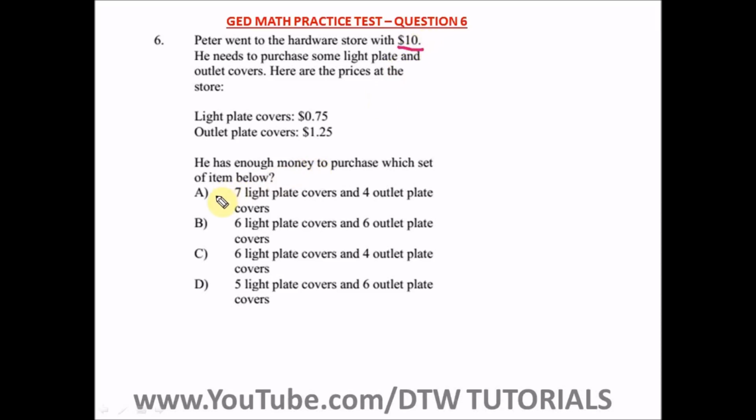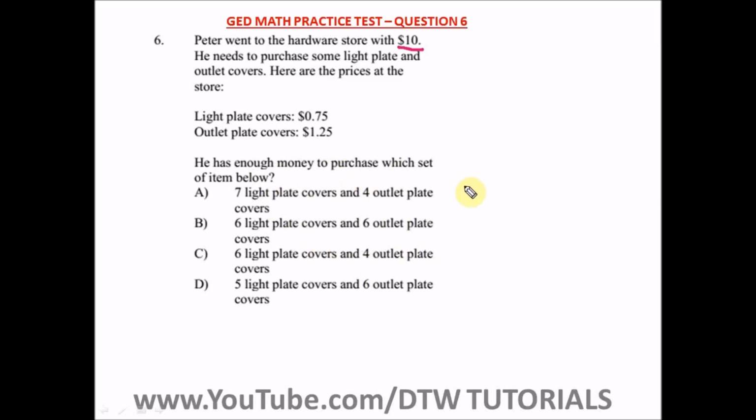All right, and you have options. The first option says 7 light plate covers and 4 outlet plate covers. So if he buys this, let's check the amount. We're going to check the cost of each of these options to know if it falls within the range of $10. That would help us know if he has enough money to purchase any of these sets.